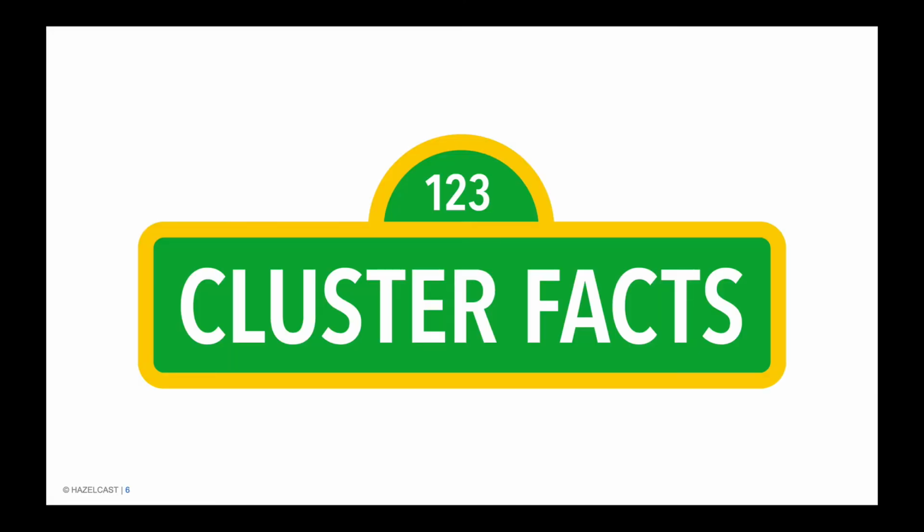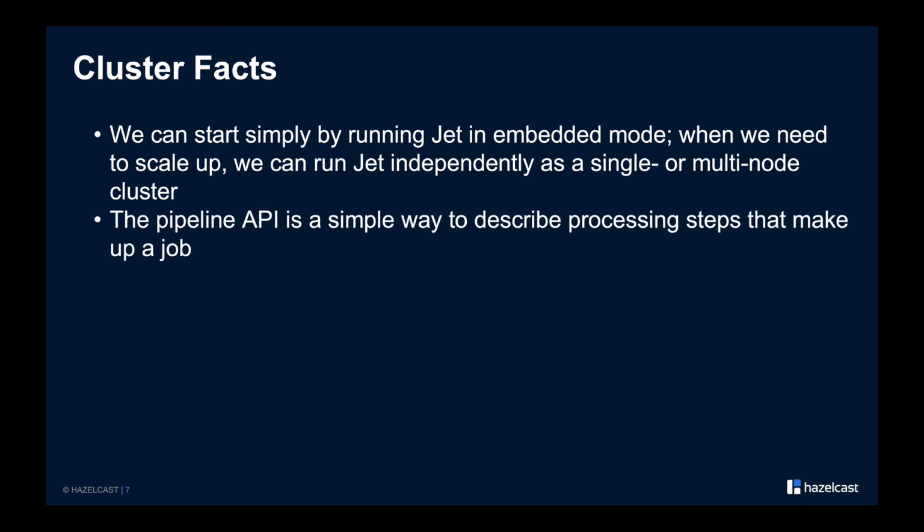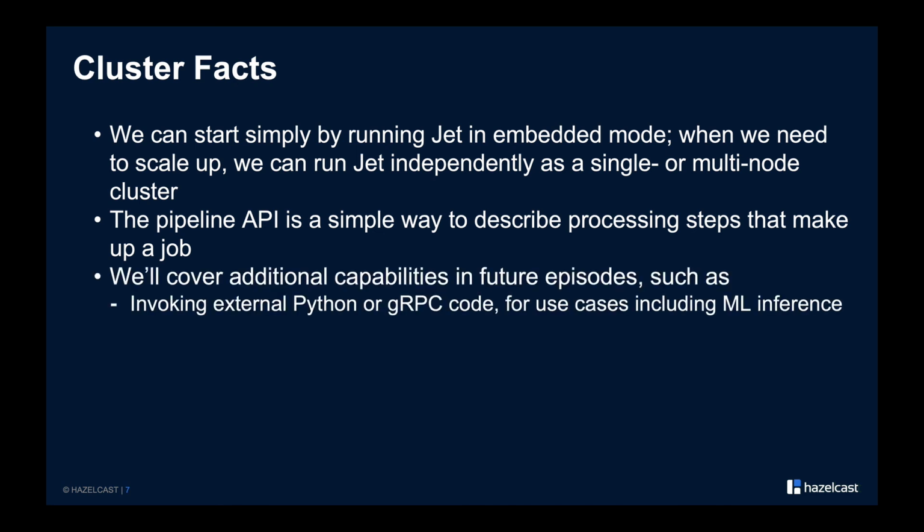Let's wrap up, as usual, with some cluster facts. We've seen how we can start running Jet in embedded mode to get our development going quickly. As we need to scale up, we can offload Jet processing to a separate cluster and then scale it up as needed. We've used the pipeline API, first to build a simple data pump with just a source and a sink, and then we added a filter stage and a map stage into our basic pipeline.